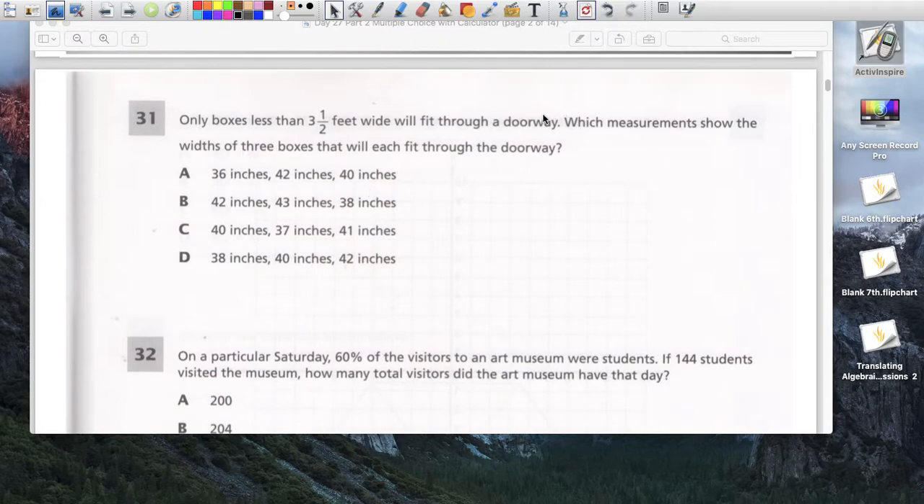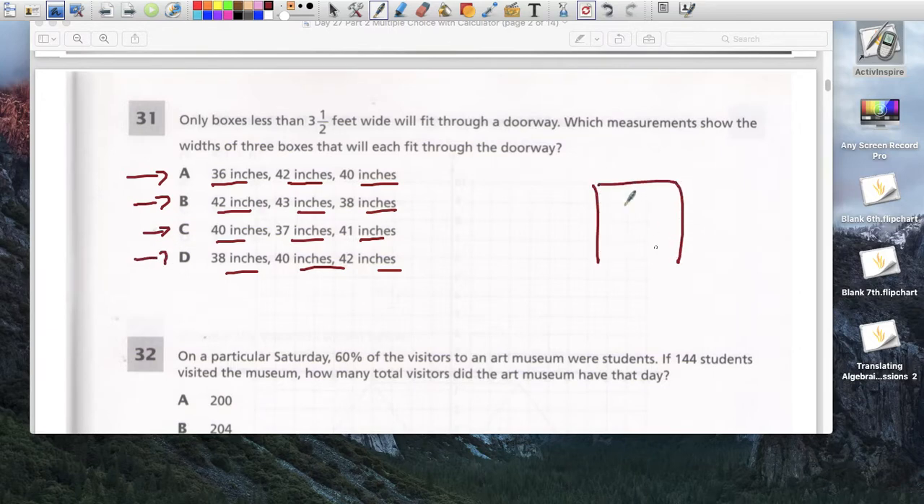31. Only boxes less than 3.5 feet wide will fit through a doorway. What measurements show the width of 3 boxes that will fit through the doorway? Oh, okay. So there are 3 boxes, right? Each of them has a group of 3 boxes. There's 3 boxes over here, 3 boxes over here. And we want to know which group of boxes, A, B, or C, would fit through the door.